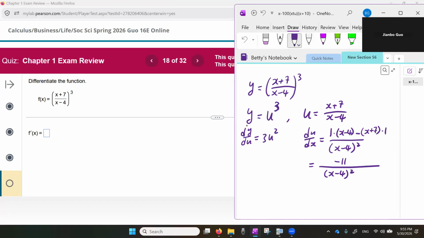Let me double check. It's x minus 4 to the power of 2. x minus 4 minus x minus 7. Yeah, be careful here, it is negative x minus 7, okay? So x is gone. Negative 4 minus 7, negative 11. So that is du/dx. So dy/dx is dy/du times du/dx.